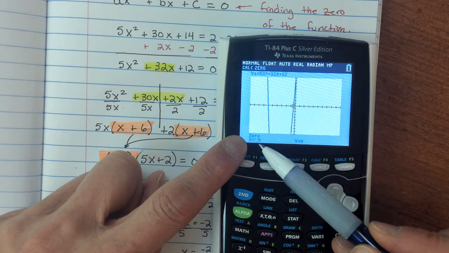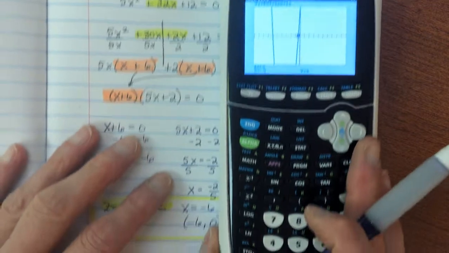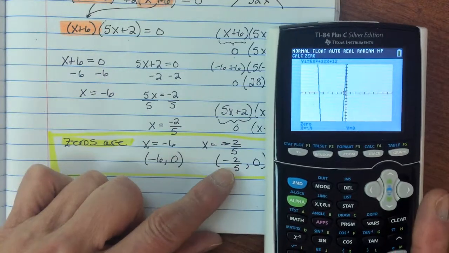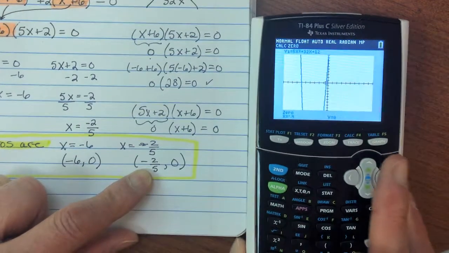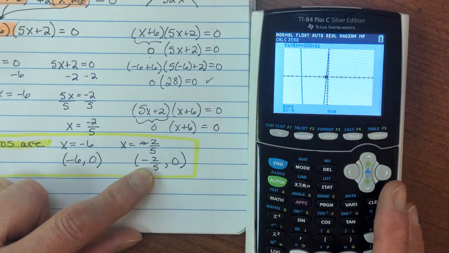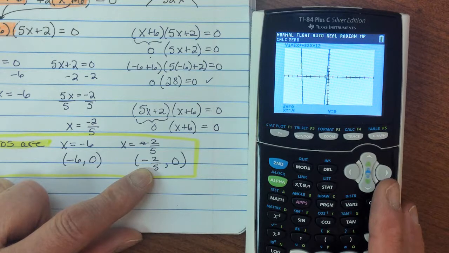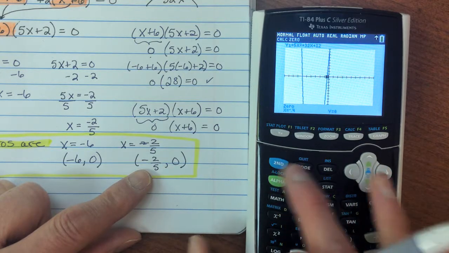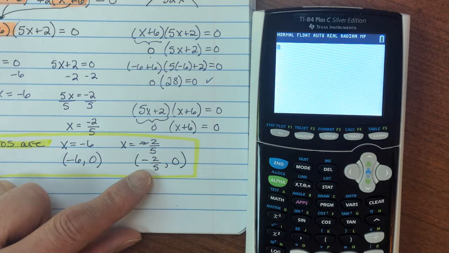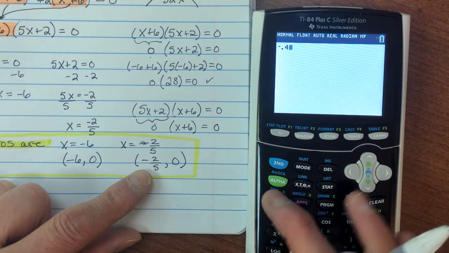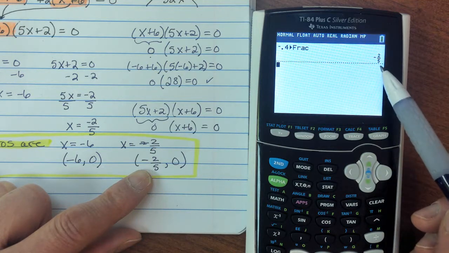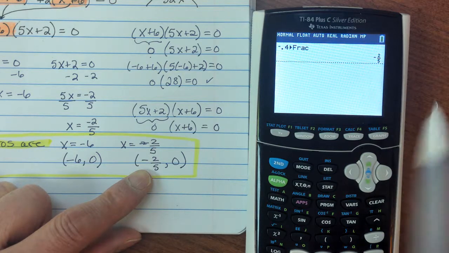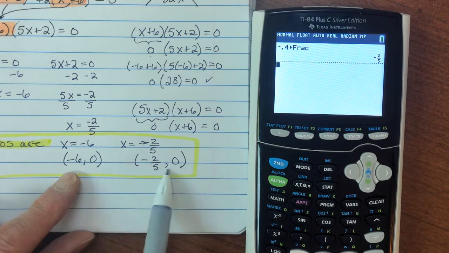Now notice this is negative 0.4. Here I have negative 2/5. So I want it in fraction form in this case because this is factorable, so I have to make it a fraction. So if I do second quit and I put in negative 0.4 math frac, it's going to give me negative 2/5. So that's how I could find my zeros using the calculator.